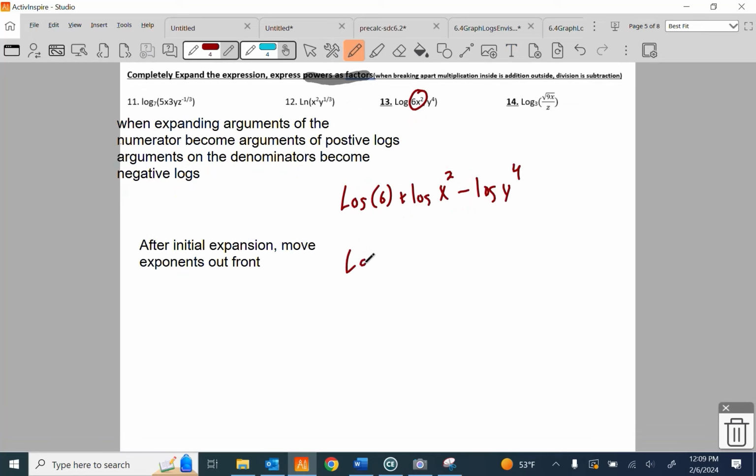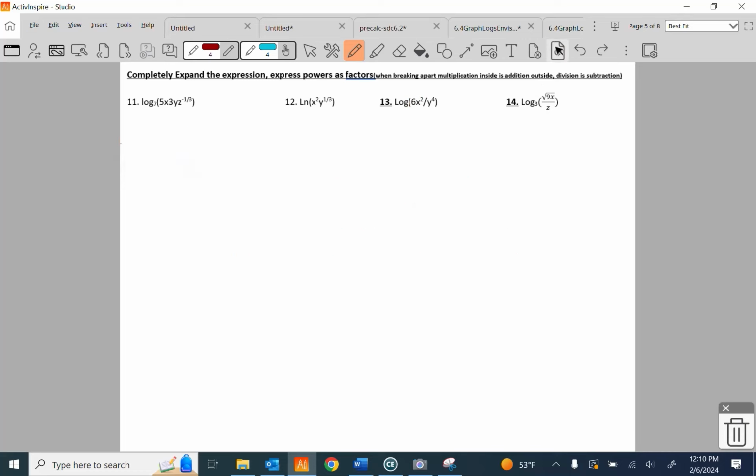So we have a log of 6. We have 2 logs of x, and we're taking away 4 logs of y. And that's the complete expansion of number 13. So moving on to 14.